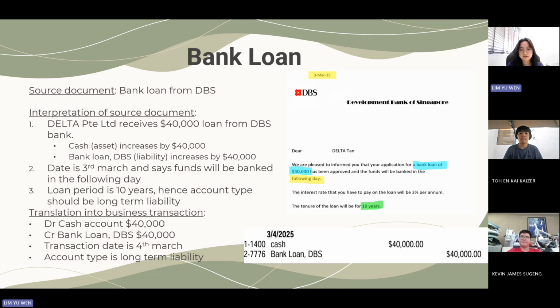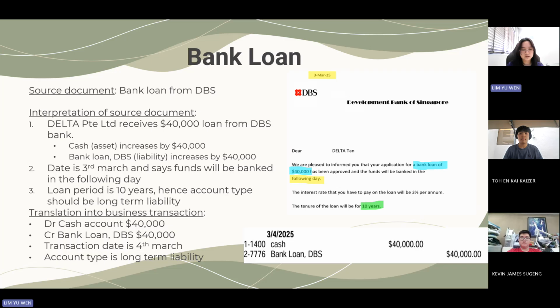The letter is dated 3rd March, but since it states that the funds will be credited the following day, we used 4th March as the transaction date. The loan term is 10 years, so we classified this under long-term liabilities. In ABSS, we recorded a journal entry debiting the cash account and crediting the bank loan for $40,000.